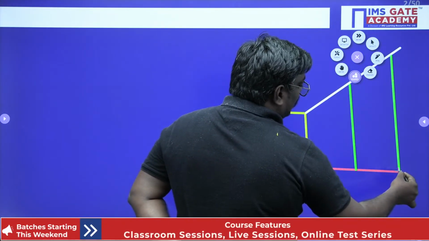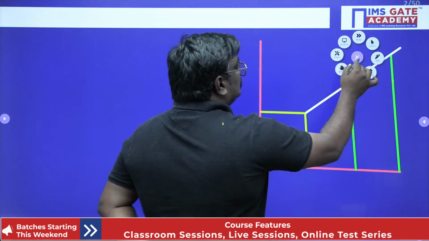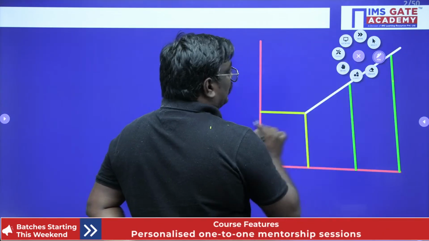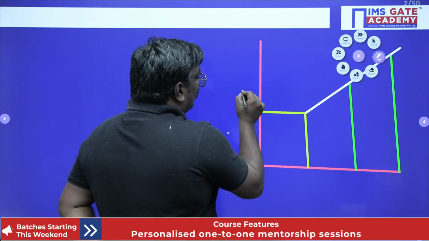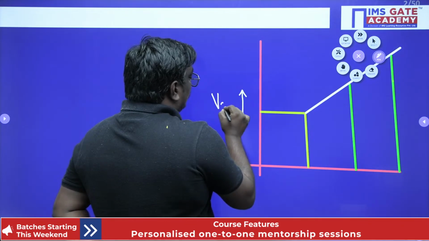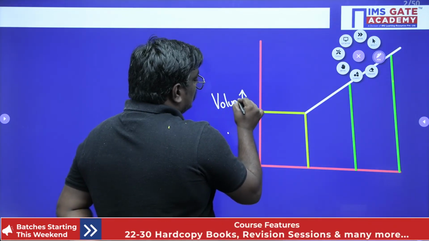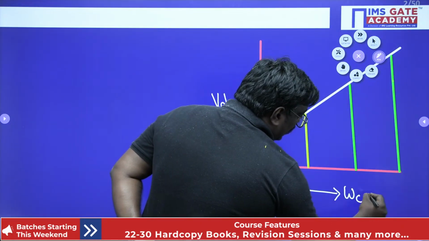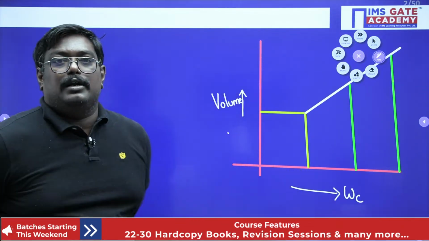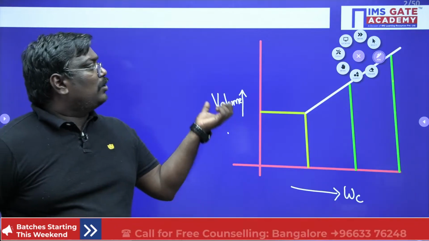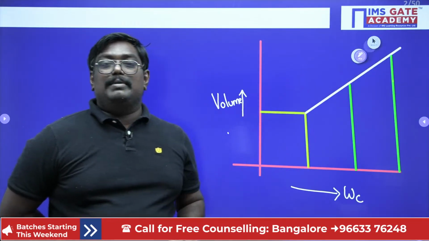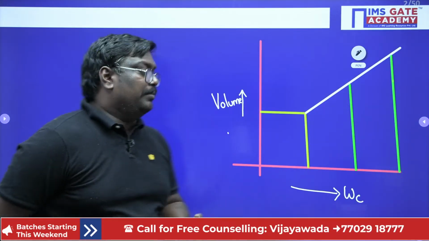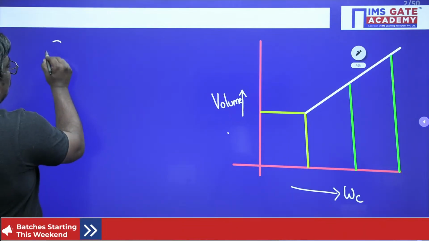So here I am just drawing the diagram, students. Let us see here. When I talk about the important concept, it is a graph drawn between volume and water content. WC is nothing but the water content. So when I talk about the consistency limits or Atterberg limits, what is actually a consistency limit?